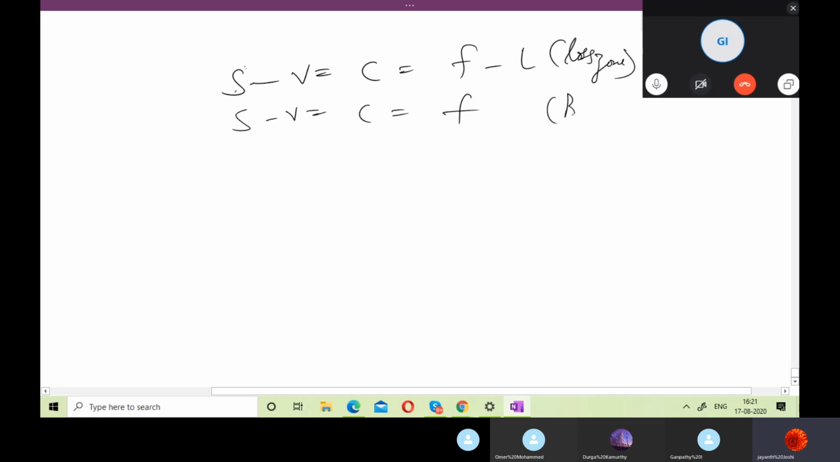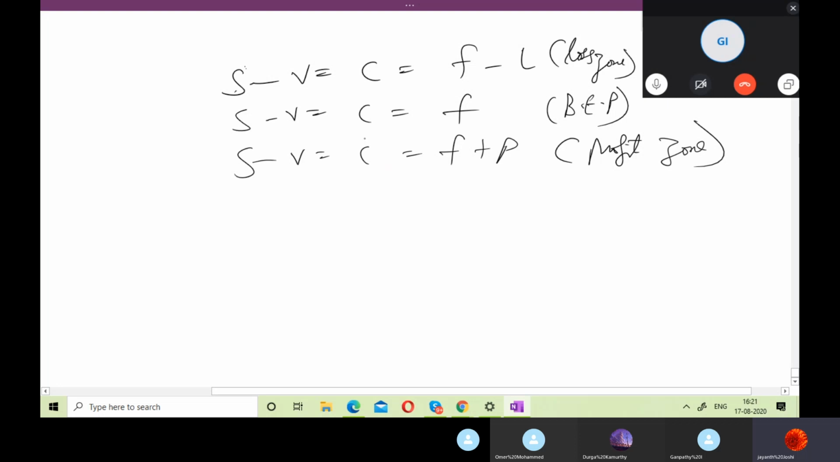So again, these 3 equations and some concluding points. Sales minus variable cost is equal to contribution is equal to fixed cost minus loss: loss zone. Sales minus variable cost is equal to contribution is equal to fixed cost: break even point. Sales minus variable cost is equal to contribution is equal to fixed cost plus profit: profit zone.